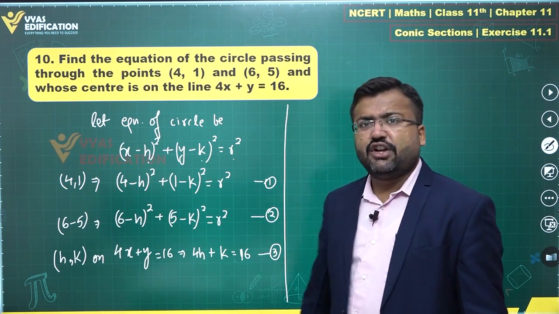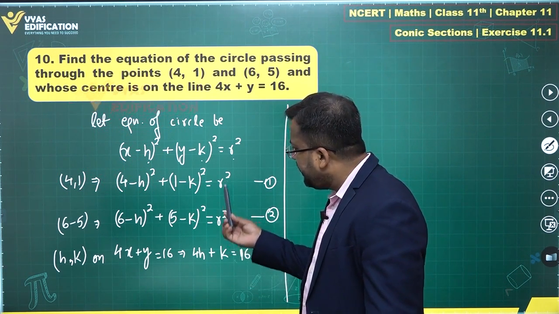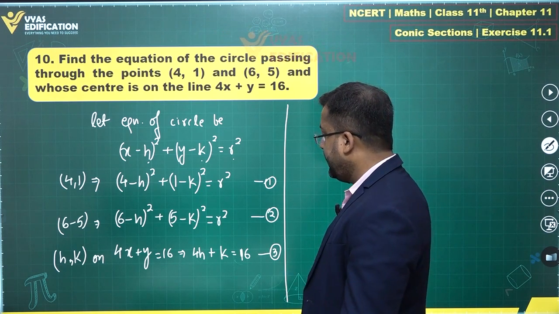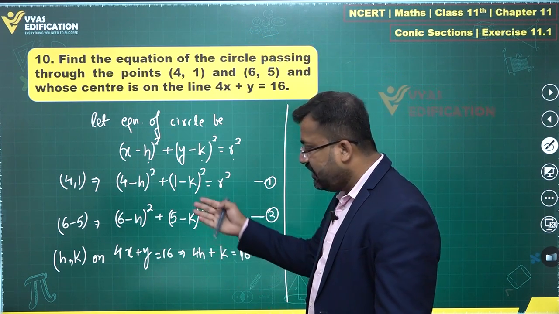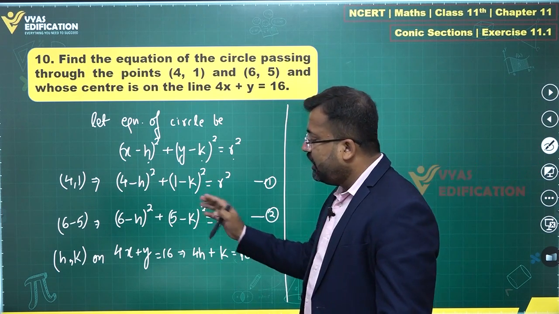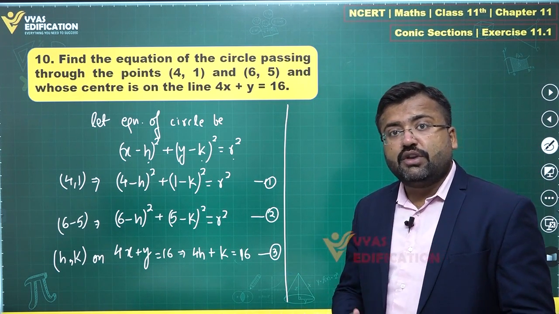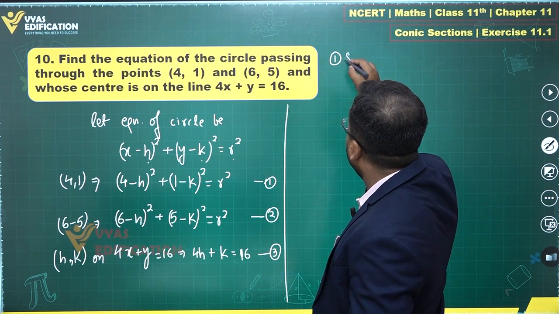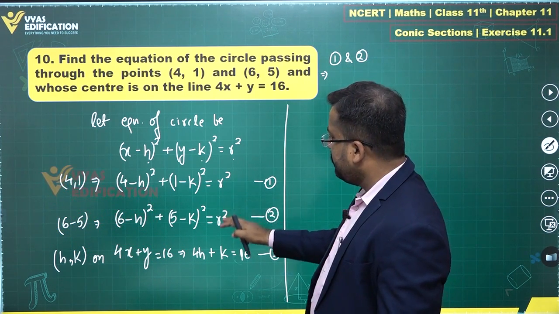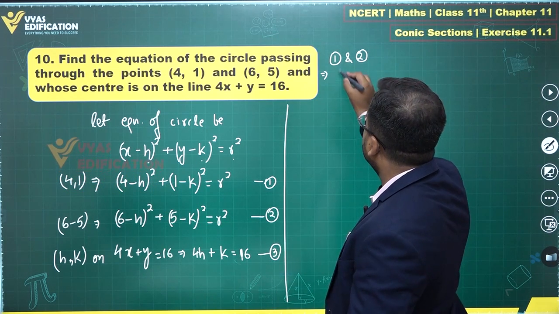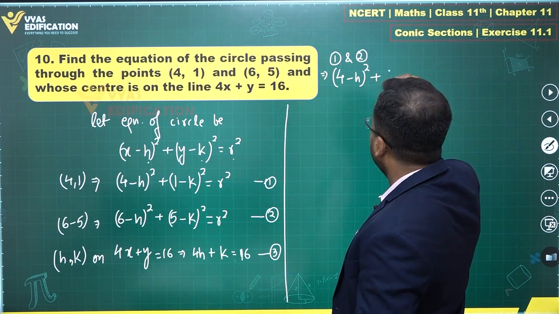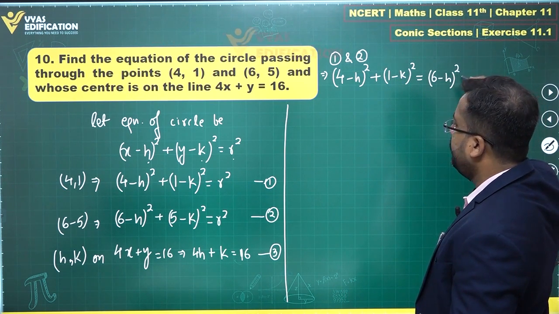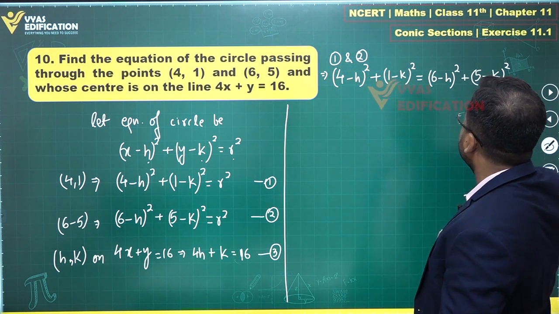Now how do we go about solving it for h, k and r? If you observe, r square can be eliminated very easily from here, and we'll get some kind of a relation between h and k. We'll use this along with that relation obtained from 1 and 2 to get the values of h and k first. If you observe, 1 and 2 give me that this is r square, this is also r square. So let's equate this and this. This will tell me that 4 minus h whole squared plus 1 minus k whole squared is equal to 6 minus h squared plus 5 minus k squared. This is what you get.